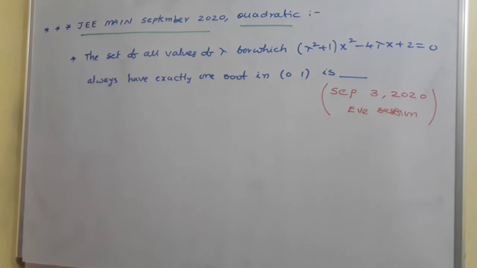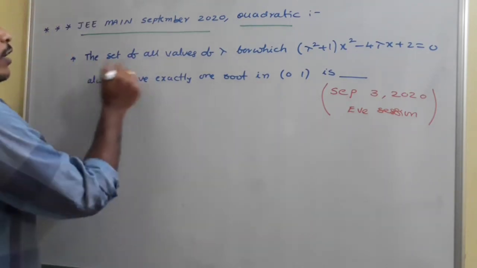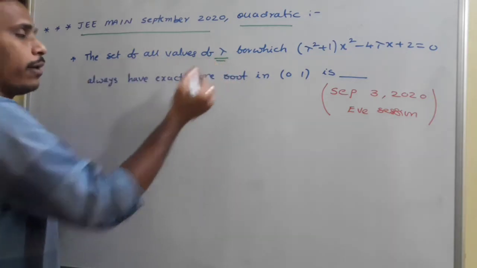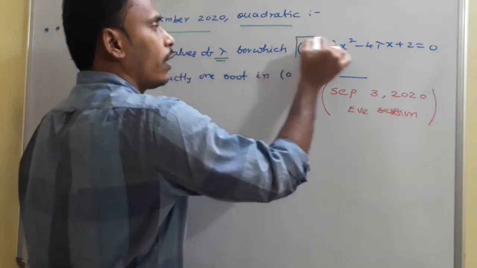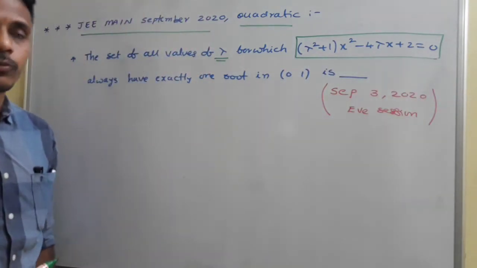Now the next question is from the September 3, 2020 evening session paper. Let us read the question. We need to find the set of values of lambda for which this given equation, in terms of lambda, look at the equation, the coefficients are in terms of lambda.